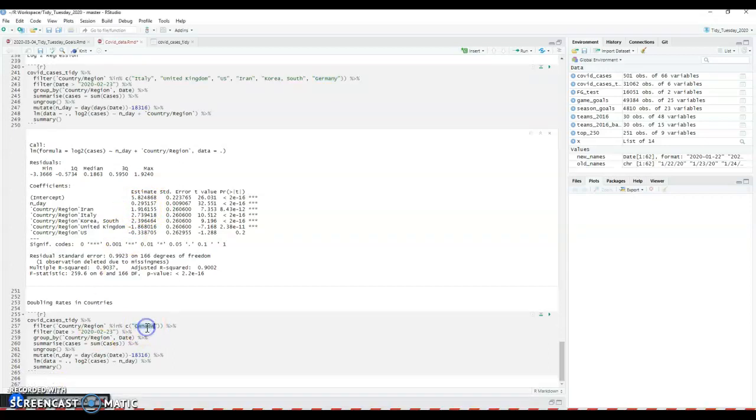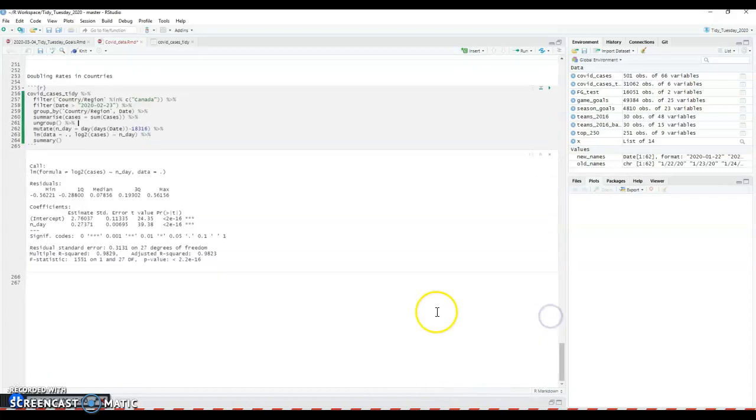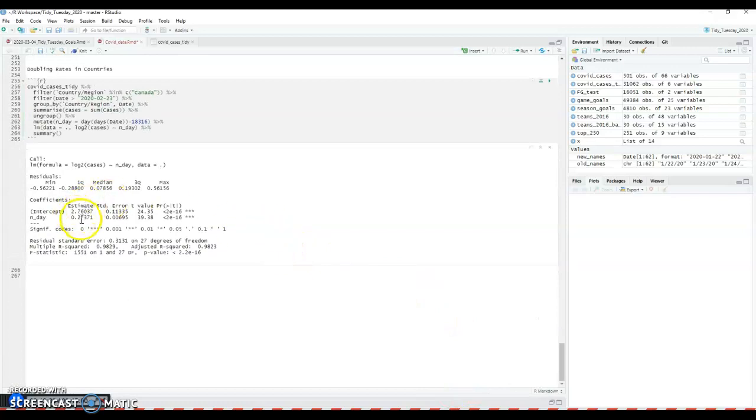Let's have a look at individual models now. The model is log base 2, so this is now doubling time. Let's see how Canada is doing. We haven't looked at Canada yet. Let's see how Canada is doing for doubling time. This is about 0.25, so it's taking about 4 days. 0.25 is 1 over 4. It's taking about 4 days for Canada to double at its current pace.